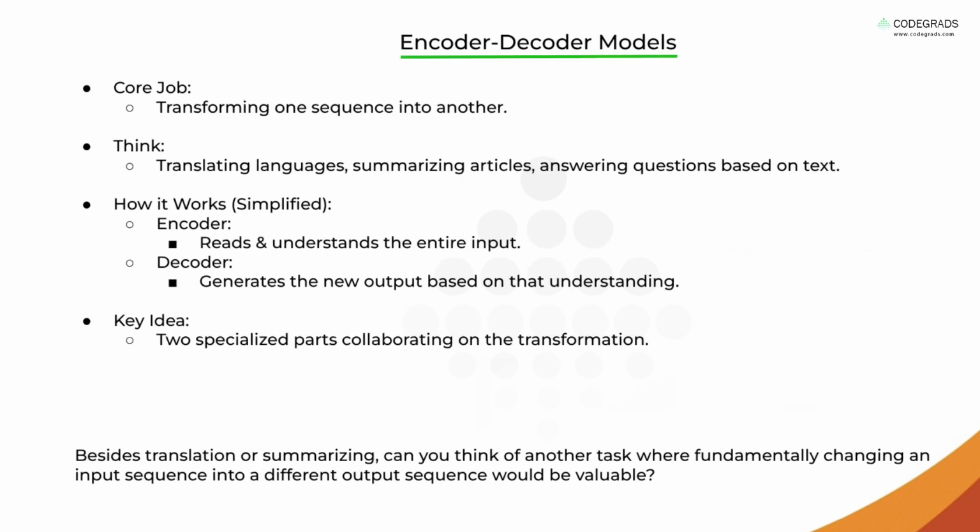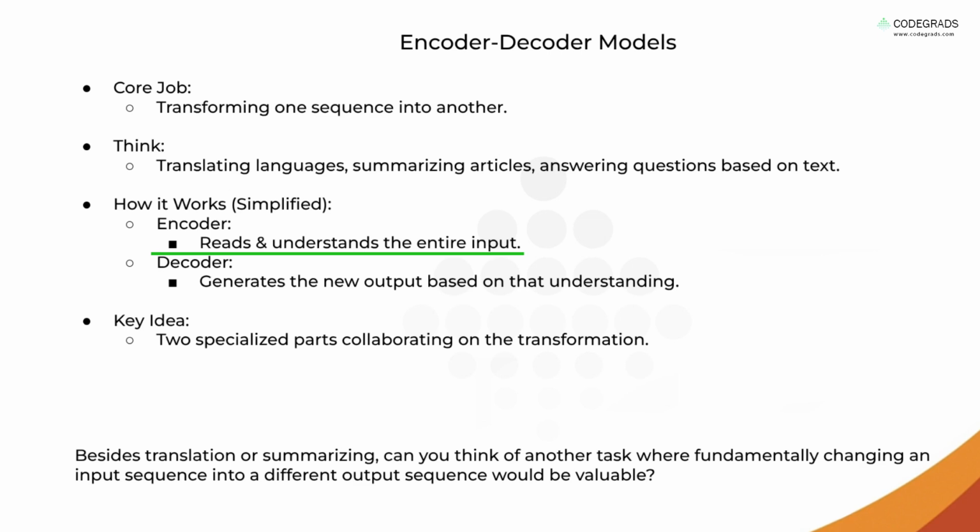Coming on to encoder-decoder models, the main job is to transform one sequence into another. These models are good at summarizing articles, translating languages, and answering questions based on text. So, how does an encoder-decoder model work?